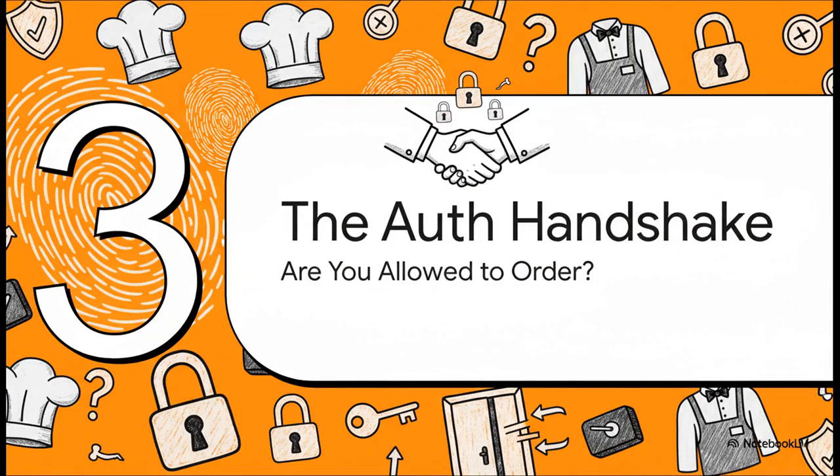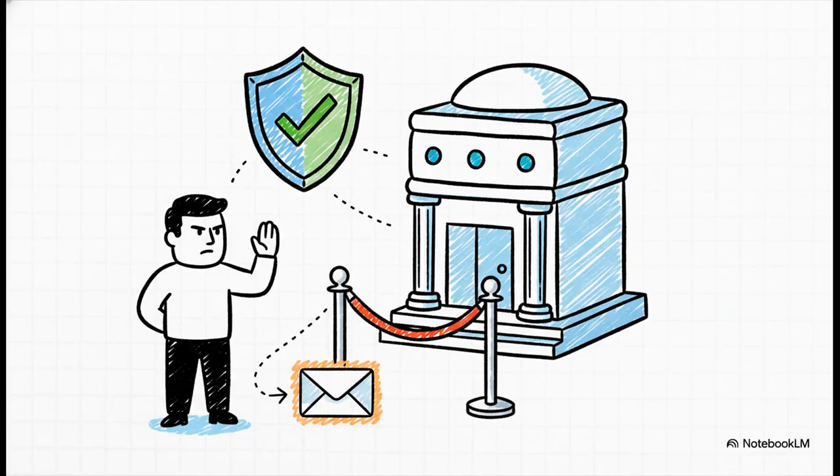But hold on a second. Before the kitchen even thinks about starting to cook, there is one absolutely crucial security step. Our waiter has to prove they're even allowed to be back there. This is what we call the authentication handshake. I mean, it makes sense, right?